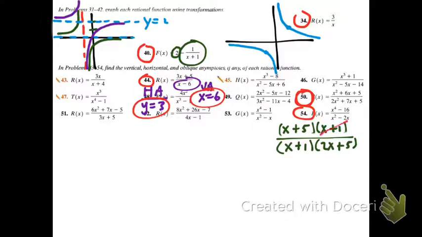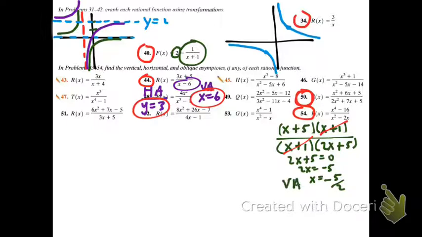But notice here that we get to cancel that factor. Canceling the factor, all that does for us is tell us that x equaling negative 1 is not a vertical asymptote, it's a hole in the graph. However, if 2x plus 5 is equal to 0, then 2x equals negative 5, and x is equal to negative 5 halves, negative 5 over 2. Well, that's the vertical asymptote.